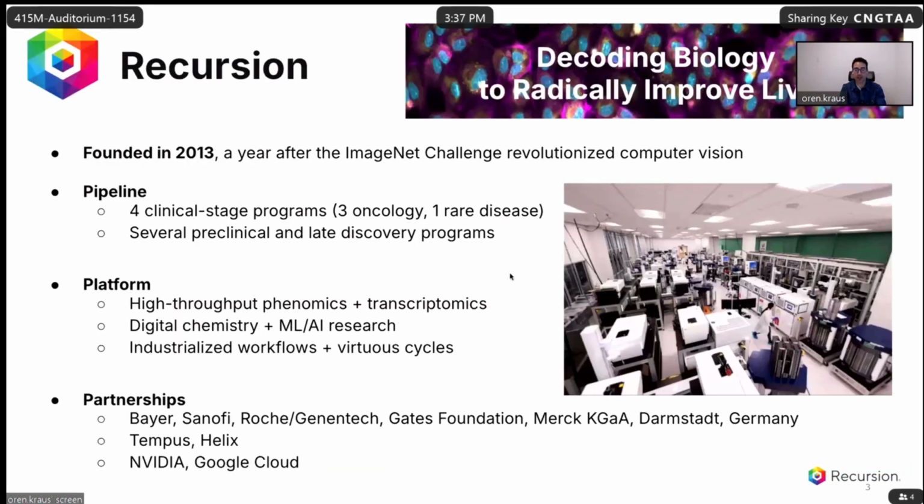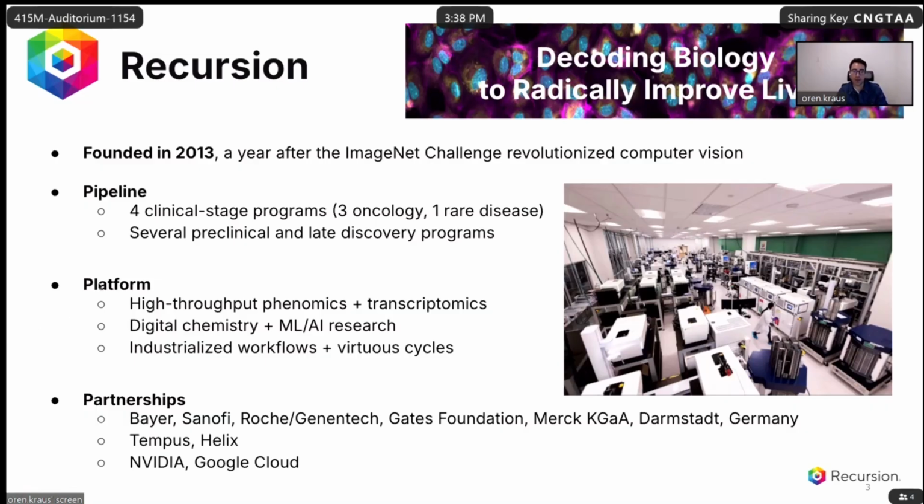So Recursion started about 12 years ago. The initial idea was focused around using deep learning that was really taking off for computer vision at the time for microscopy data, and the idea that we could really extract very high-level insights from phenotypic-based images. We've expanded a lot since then, so much more than phenomics going on at Recursion. We have high-throughput transcriptomic assays, also a lot of work going on in computational chemistry and just general ML/AI research.